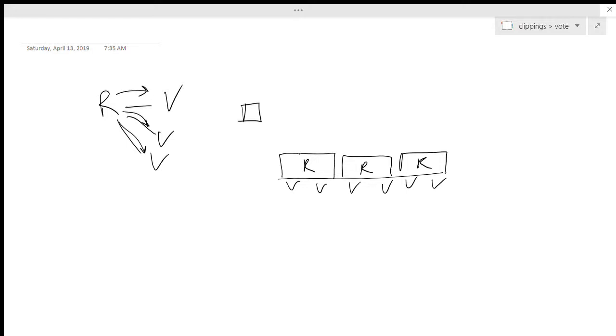In this case, this representative gets divided into two units, and one goes to this voter and one goes to that voter. And you can see that this method of assigning representation is proportional because each voter gets the same amount of representation. That's what proportional means.